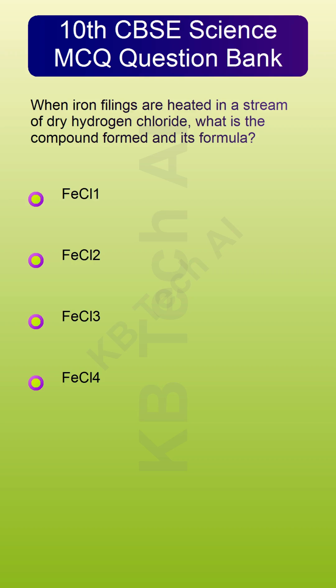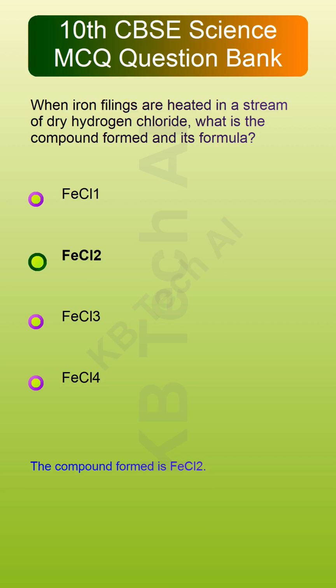When iron filings are heated in a stream of dry hydrogen chloride, what is the compound formed and its formula? Option 1, FeCl, Option 2, FeCl2, Option 3, FeCl3, Option 4, FeCl4. The answer is Option 2, FeCl2.